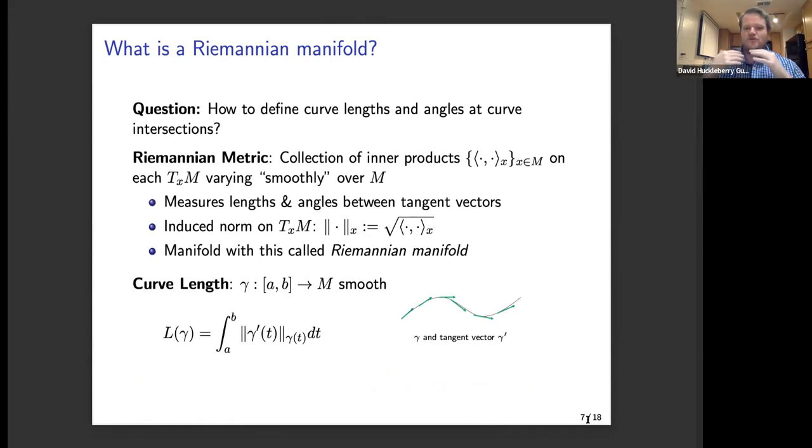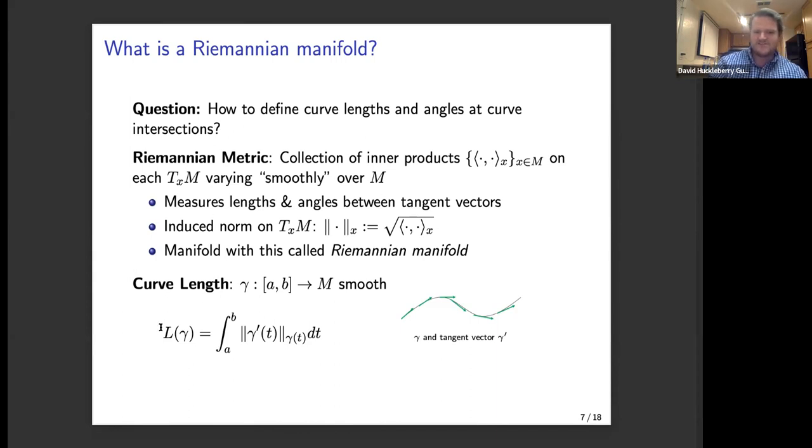Now, we do want to move along shortest curves. So there's the question of how do we define curve lengths? How do we define angles at curve intersections? The central object that gives us that is a Riemannian metric. This is just a collection of inner products on each tangent space that vary smoothly over the manifold itself. It allows us to measure lengths and angles between tangent vectors. It gives us an induced norm on each tangent space, so we can talk about lengths of these vectors.